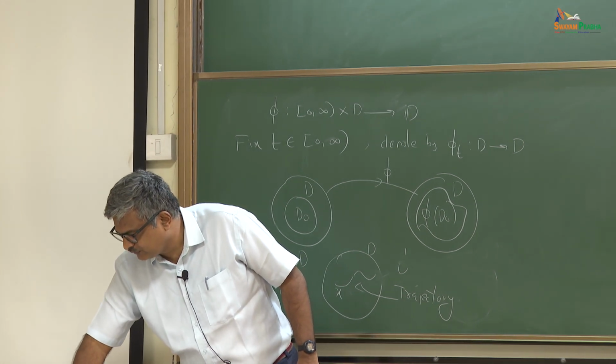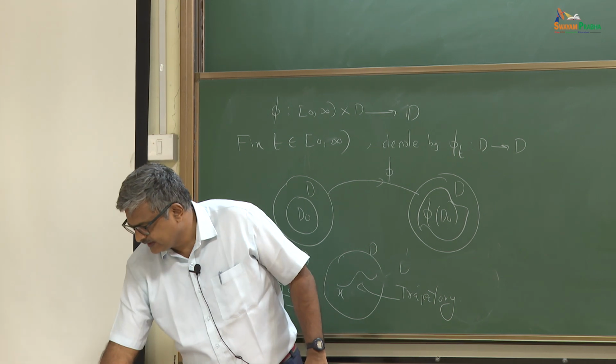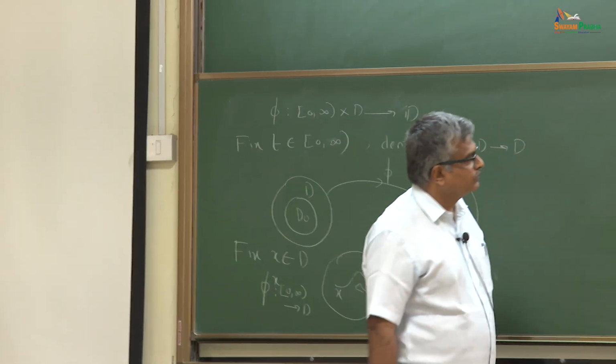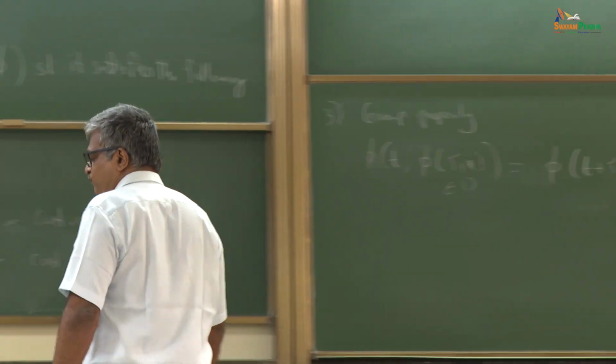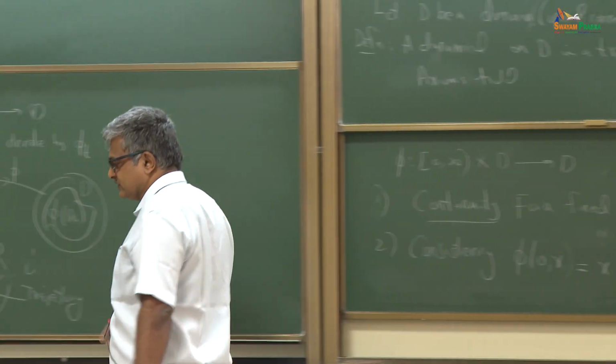This flow map has some nice properties, but before that we need some math stuff. Any questions here so far?